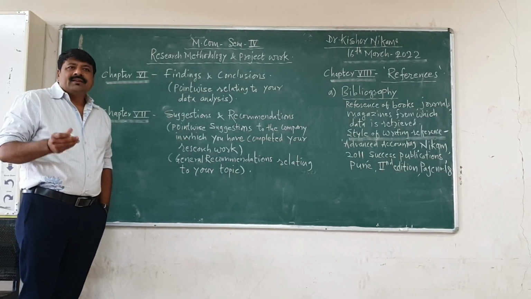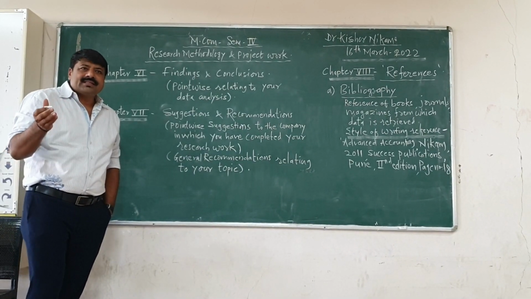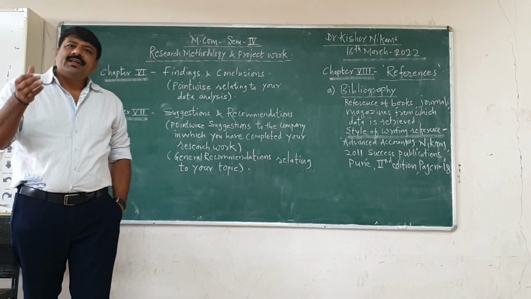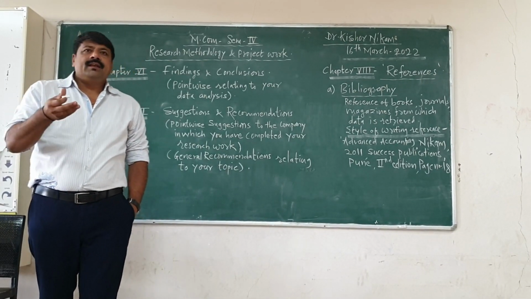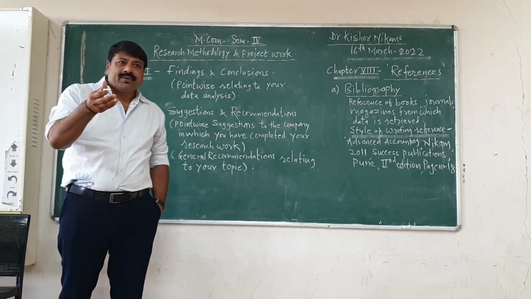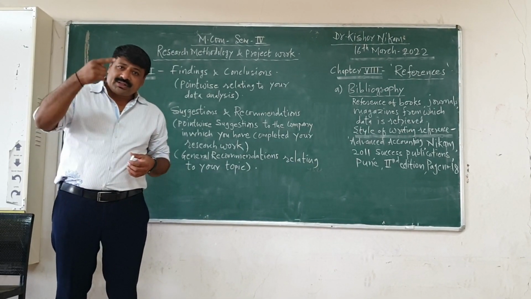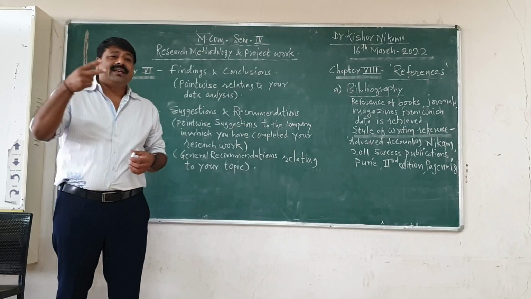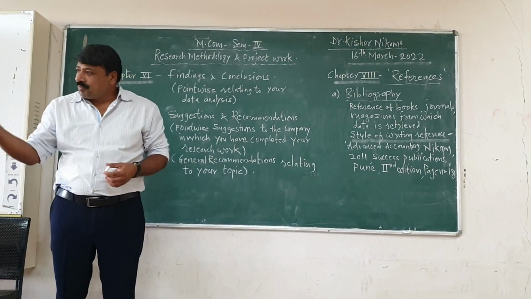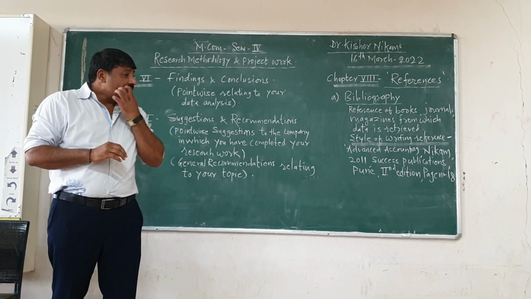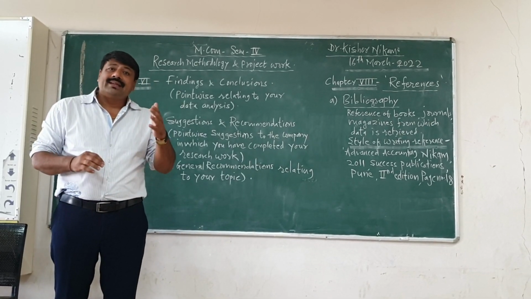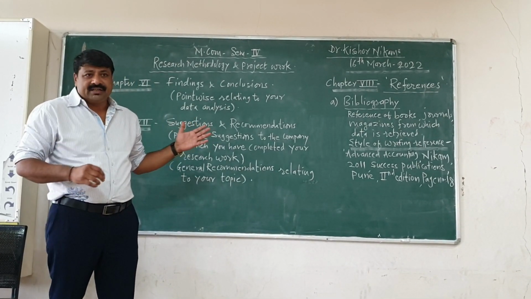In the last lecture, we discussed the first 5 chapters: introduction, theoretical background, review of literature, company profile, and research methodology. In research methodology, we discussed the objectives of the study, hypothesis of the study, limitations of the study, and scope of the study. Chapter number 5 was data analysis and interpretation.